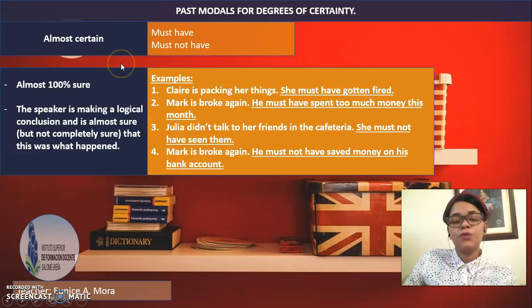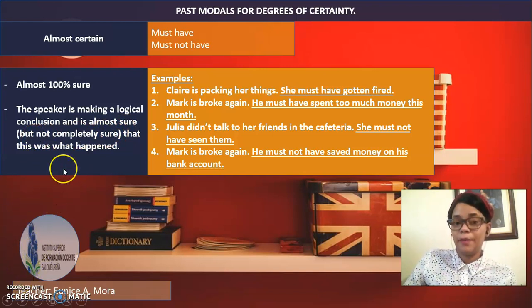The first model we are going to use is must have and its negative form, which is must not have. We use these two models when we are almost 100% sure that something happened. With these models, the speaker is making a logical conclusion and is almost sure, but not completely sure though, because it's based on evidence, that this was what happened.